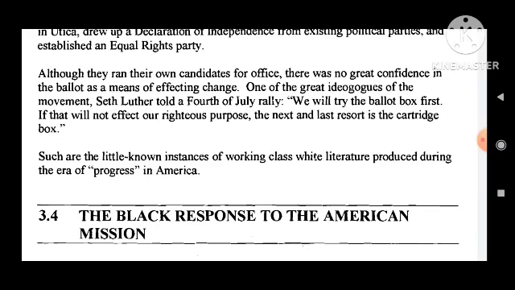One of the great ideologues of the movement, Seth Luther, told a 4th of July rally, "We will try the ballot box first. If that will not effect our righteous purpose, the next and last resort is the cartridge box." Such are the little known instances of working class white literature produced during the era of progress in America.